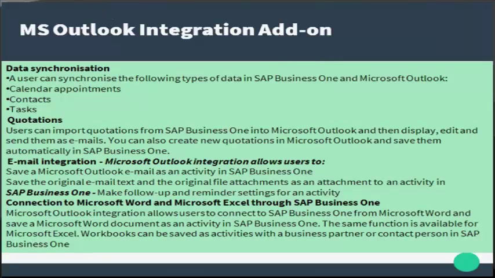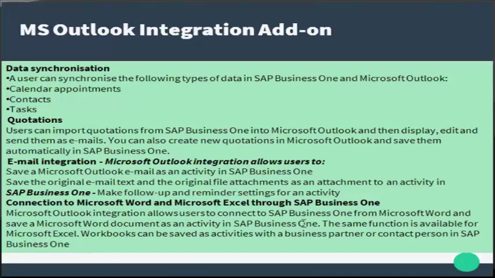So there is data synchronization. A user can synchronize the following types of data in SAP Business One: calendar appointments, contacts, tasks. Then quotations. A user can import quotations from SAP Business One into Microsoft Outlook and then display, edit and send them as emails.